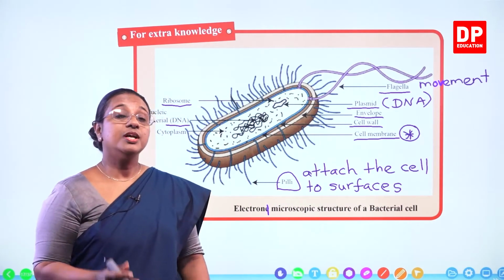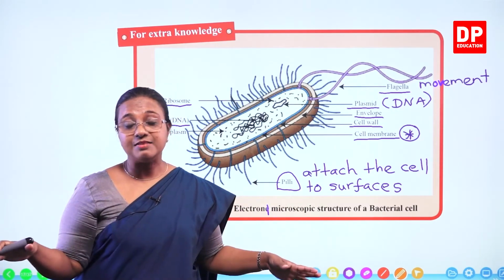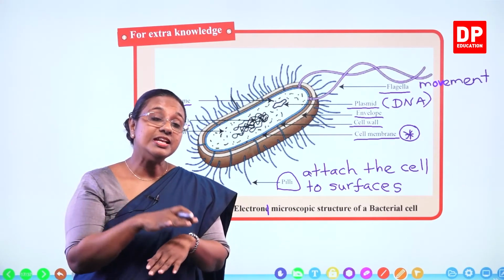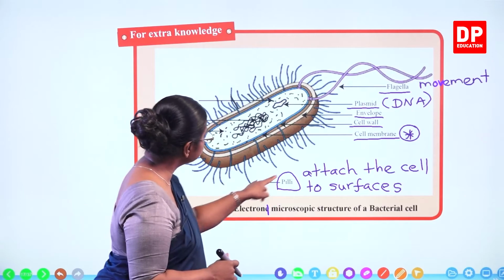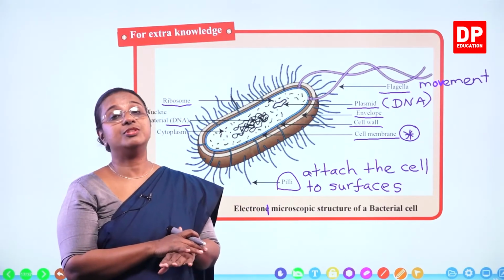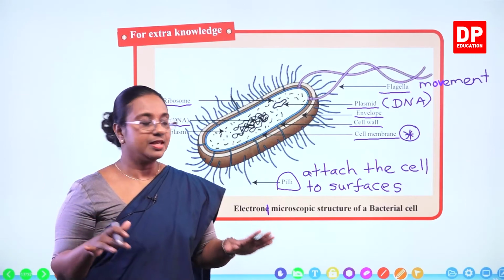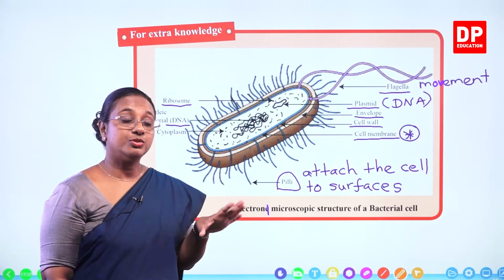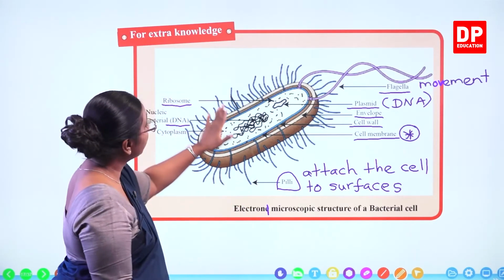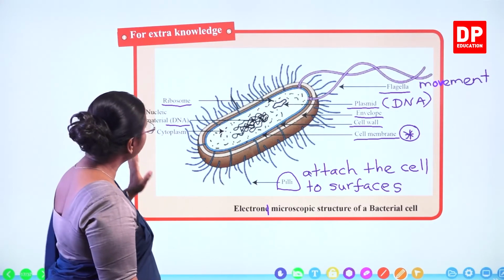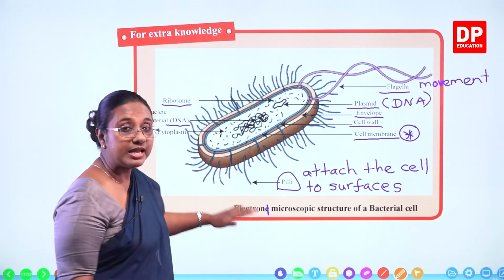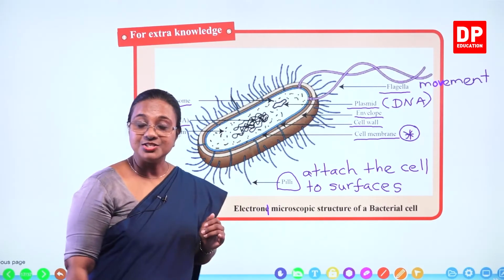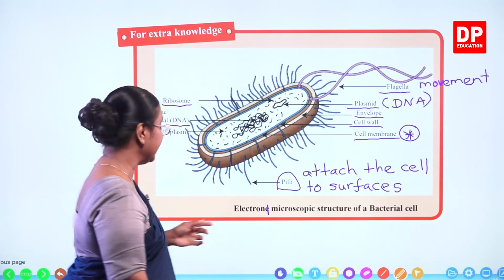Now, we said these bacteria can live in any environment. It can live on our skin, it can go into our body. So, when it is there on our skin, it uses this pili to attach itself to the skin. So, on any surface, the pili is used to attach the bacterial cell. Although this is for your extra knowledge, students, you all have to have an understanding or idea about the structure of this cell. So, with that, students, I will move on to the next slide.